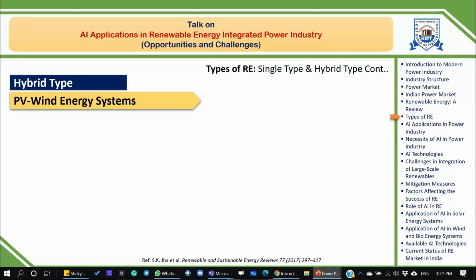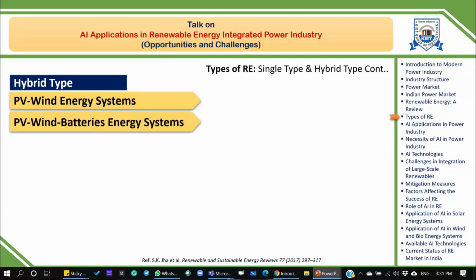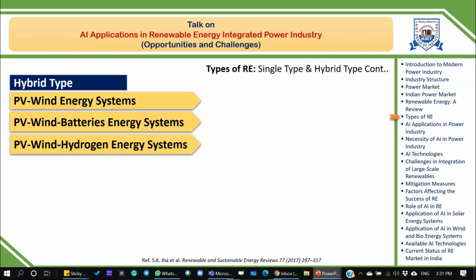Similarly, when we talk about the hybrid type, many kinds of things are possible. If you add more than one kind of energy resource in a single system, that type of renewable energy system is known as hybrid, like a PV wind energy system, PV wind battery energy system, or PV wind hydrogen energy system.